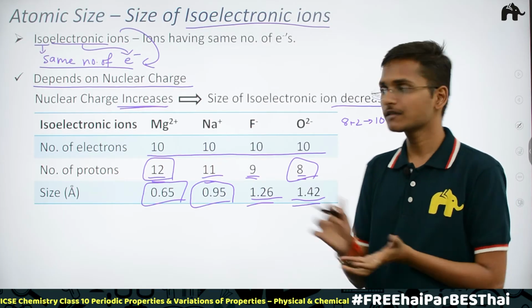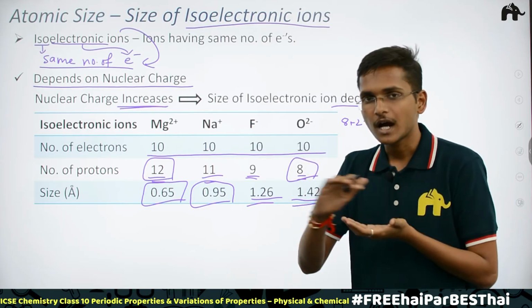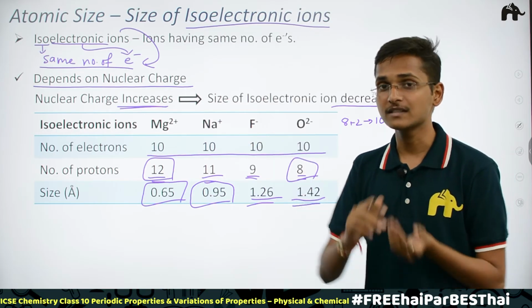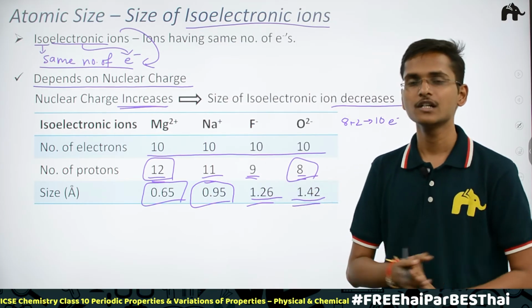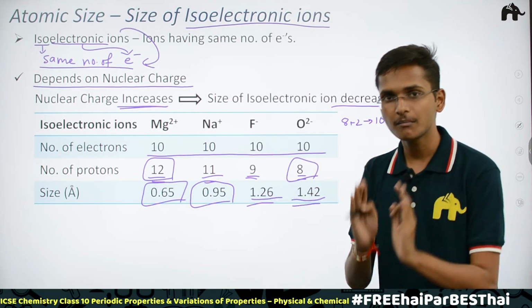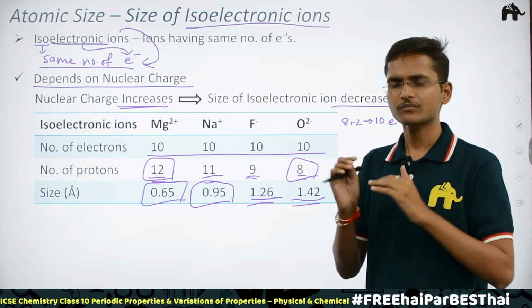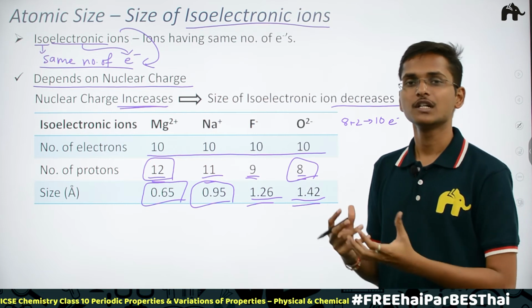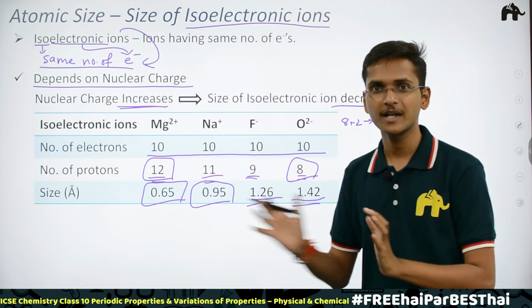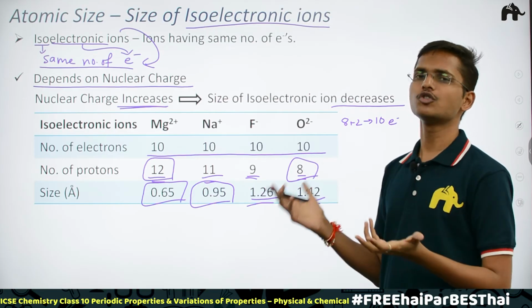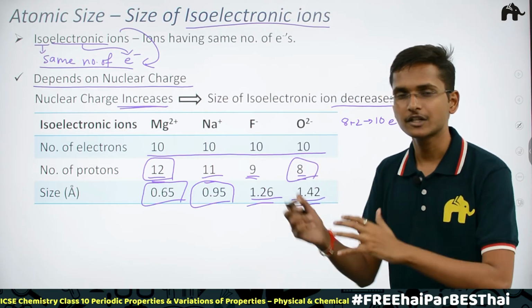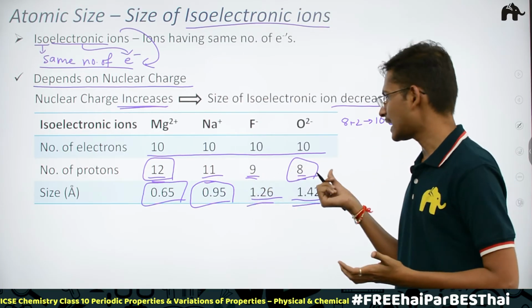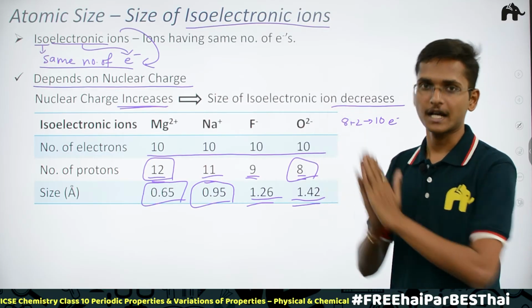Okay, so what we learned from this concept is that whenever you are given a set of isoelectronic ions, and you are asked to arrange these isoelectronic ions in the increasing or decreasing order of their size, you have to just pay attention to the number of protons in those ions. The more the number of protons, the smaller would be its size because it would pull the electrons like anything. And the fewer the number of protons, the larger would be its size because it won't pull the electrons with that much force. So electrons won't come closer and the size would be the largest in comparison to other ions.